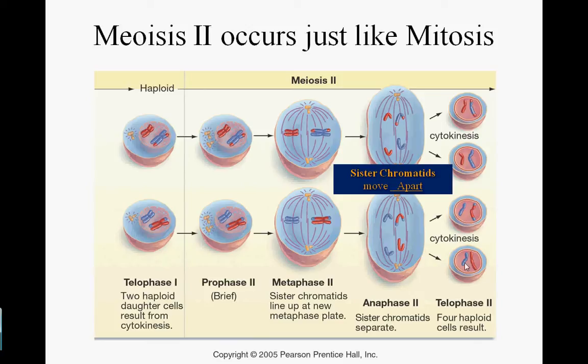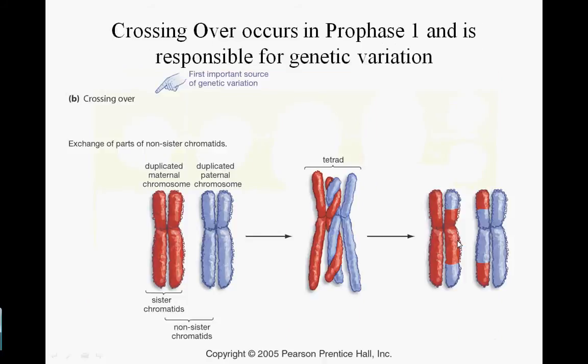The haploid cells are going to have half the number of chromosomes as the original parent cell that we started off with in meiosis 1, and they're each going to be genetically different. As you can see here, none of them are exactly the same. They're each genetically different, and that is due to the genetic variation that occurred from crossing over in prophase 1 and independent assortment that occurred in metaphase 1.